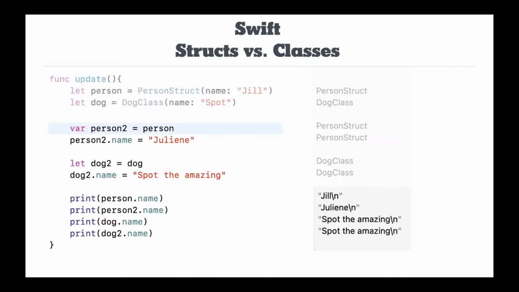So for example, here we have a person struct and we reassign it to person 2. This is actually passing a copy of the person struct. So when we change the name value of person 2, we don't change person 1. Unlike when we have a dog class and we reassign it to dog 2, once we change dog 2, we're changing the reference to the original dog. Thus, we change the original dog.